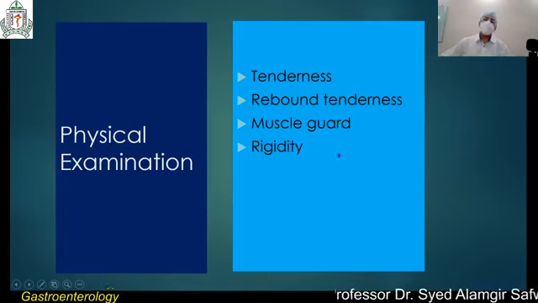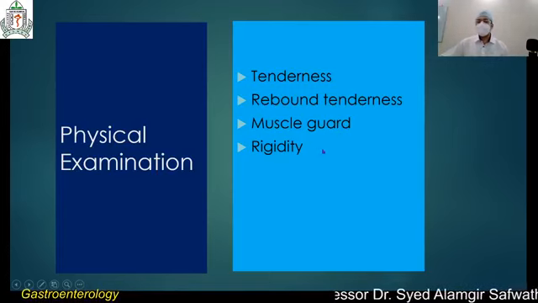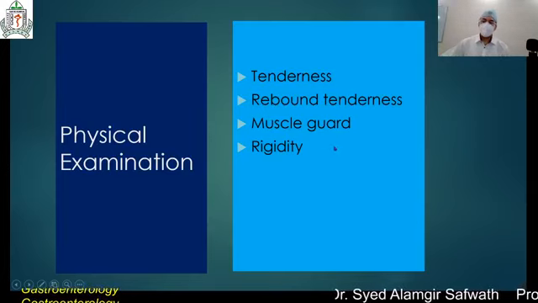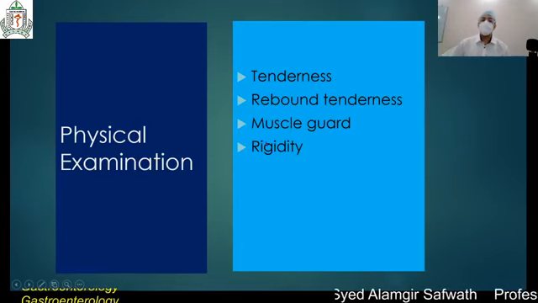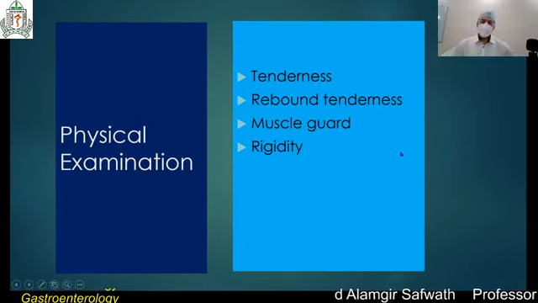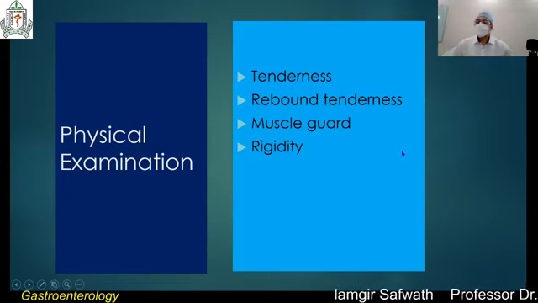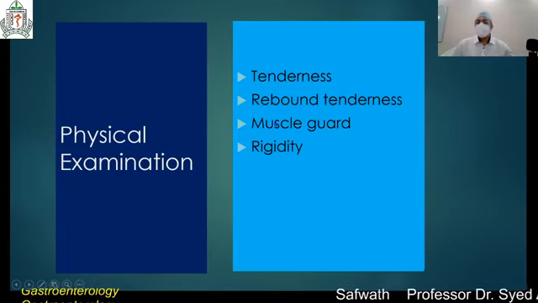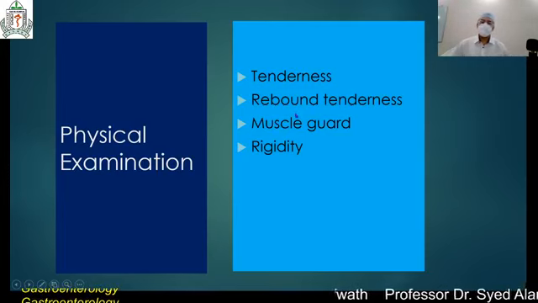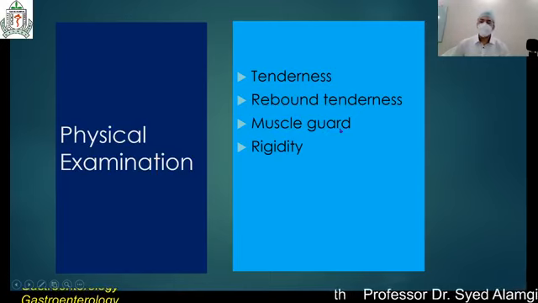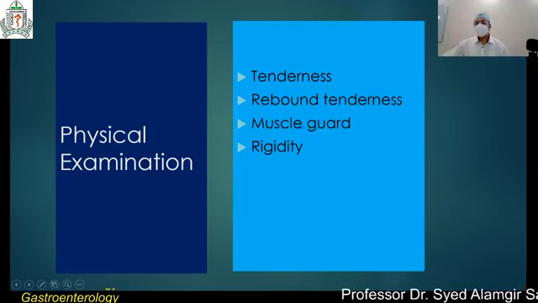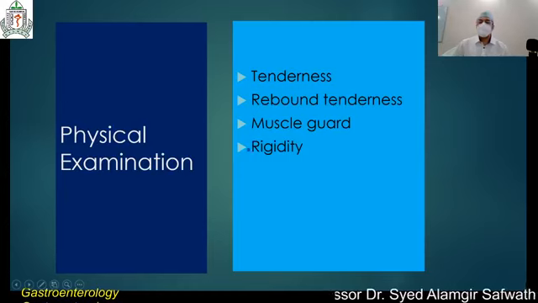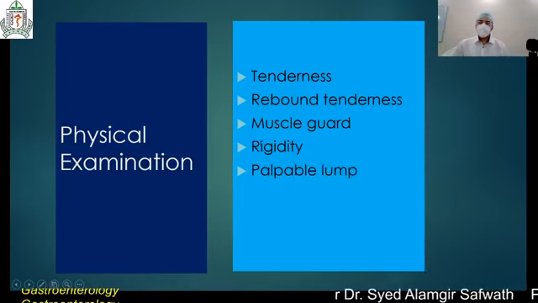Sometimes the muscle guard becomes generalized. The whole of the abdomen becomes rigid, and it is known as rigidity. When the muscle guard is generalized over the whole of the abdomen, we call it rigidity. A very common cause of rigidity is perforation of a gas-containing hollow viscus. Otherwise, muscle guard can be present in other causes, like in cholecystitis in the right upper abdomen, in appendicitis in the right lower abdomen. So muscle guard is localized guarding, and rigidity is generalized muscle guard. But both of them are involuntary.